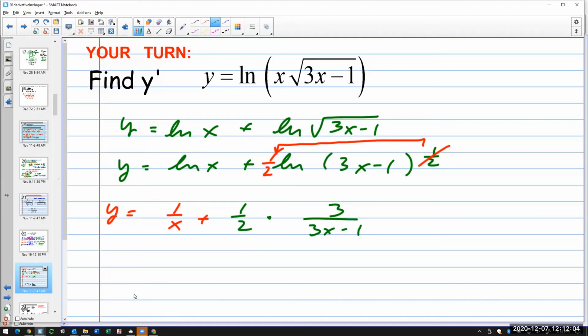Do you guys see how easy this is if you use log properties? Okay, if you don't use log properties, you're doing product rule, and I don't know what else you're doing, but it's a lot harder. Okay, did you guys get the same thing I got down here? Okay, then you're in good shape. Go ahead and do your homework.